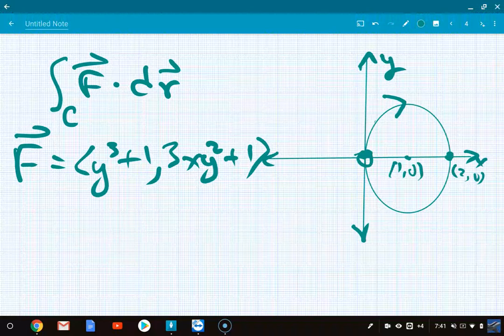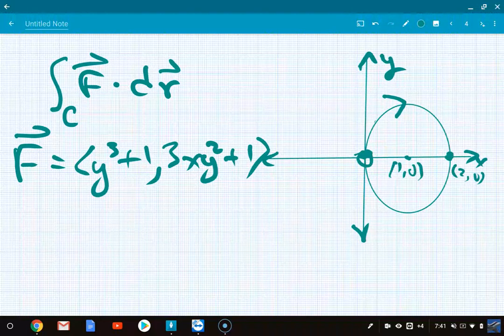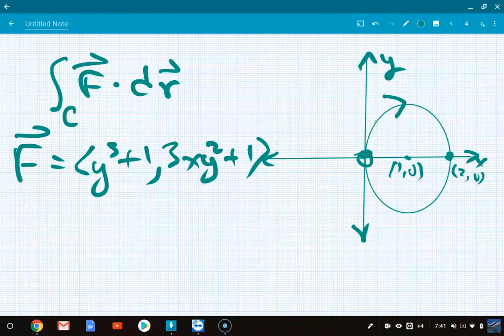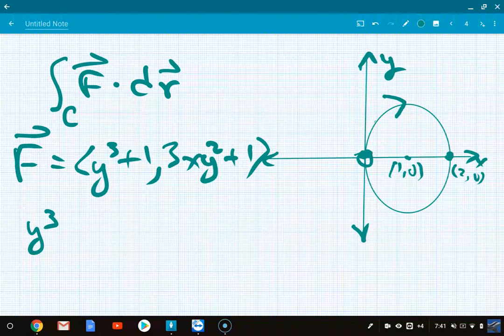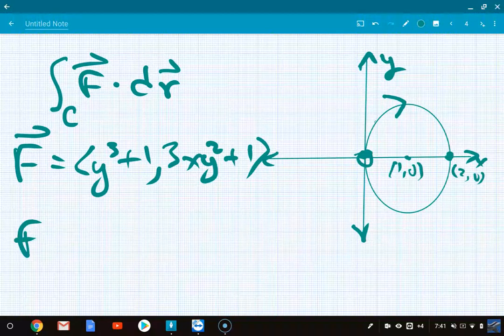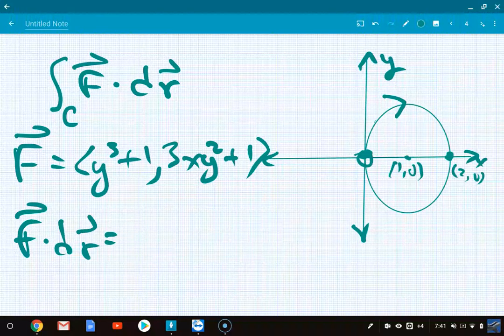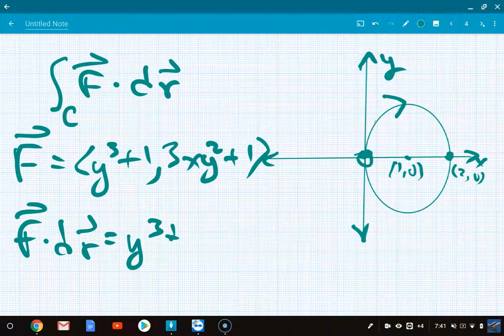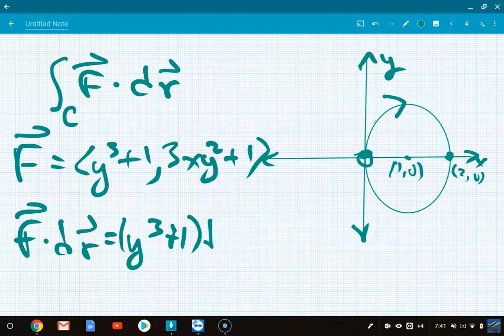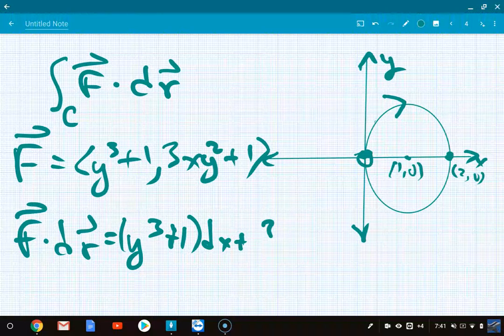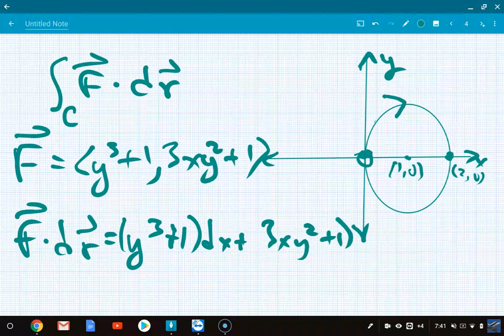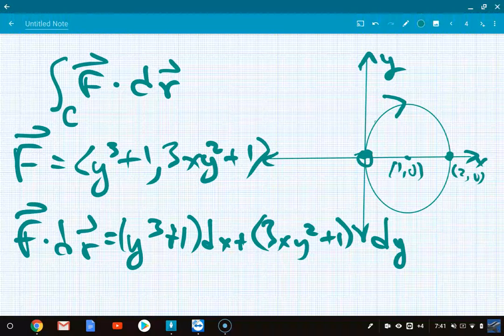All right. So how are you going to do that? If this is M and N and this is dx, dy, can you just do M dx plus N dy? Can you do it component-wise? So let F dot dr equal M, which is y cubed plus 1, quantity dx, plus N, which is 3xy squared plus 1, dy. Is there a way to get rid of the y's like we did last time? Can we do this all in terms of x?